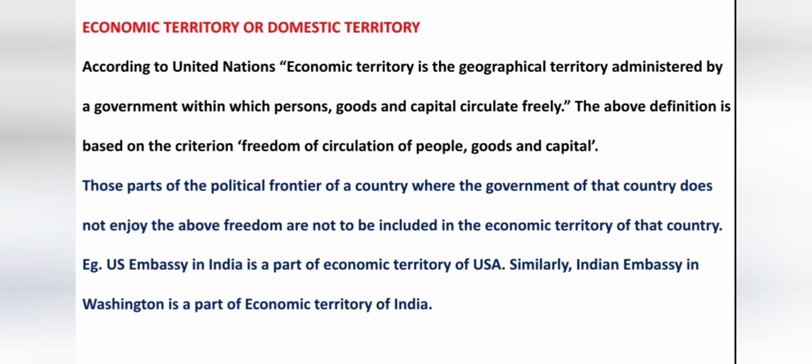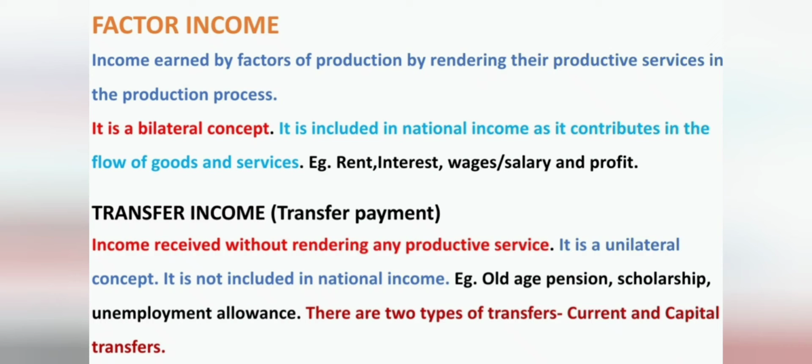Next important term is factor income or factor payment and transfer income or transfer payment. Income earned by factors of production, that is land, labor, capital and entrepreneurship, by rendering their productive services in the production process, is called factor income or factor payment. This income is received by the factors of production by rendering their productive service. It is a bilateral concept. It is included in national income as it contributes in the flow of goods and services. Example again, rent, interest, wages or salary and profit.